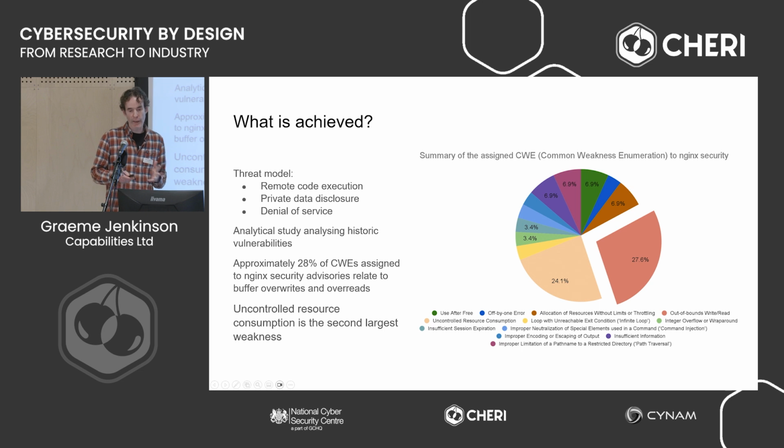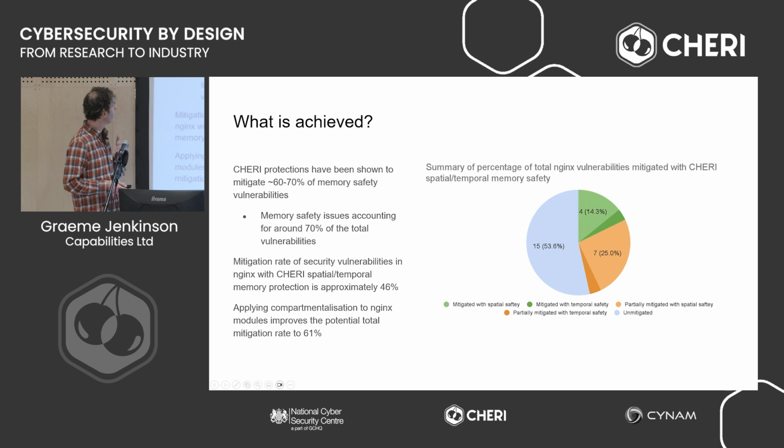But that gives us a good feeling that CHERI is going to be a good technology because it's going to mitigate a lot of those kind of buffer overwrites and overreads. And that's what we see in practice. We see kind of consistent with the figures that other people have mentioned today, around a 50% mitigation rate with CHERI on the historical Nginx vulnerabilities. And we also did some analysis of what we think the mitigation rate would be with experimental compartmentalization drawn at various boundaries. And we can raise the mitigation rate up from 46% just with memory safety up to around 60%.